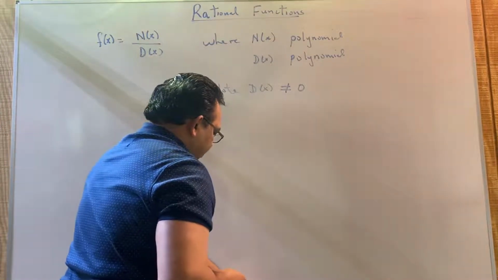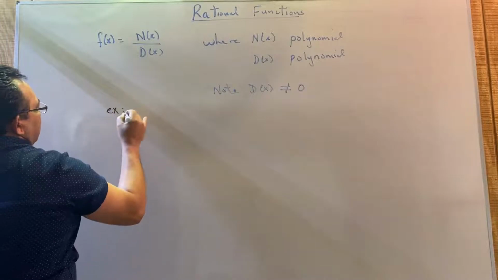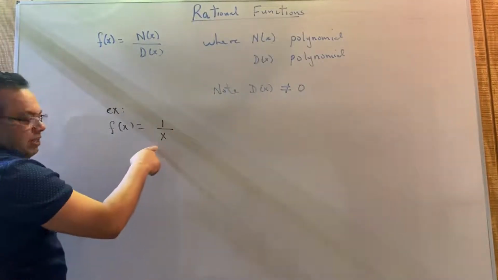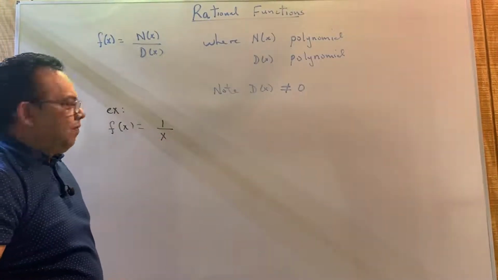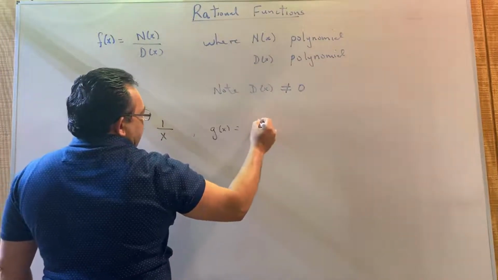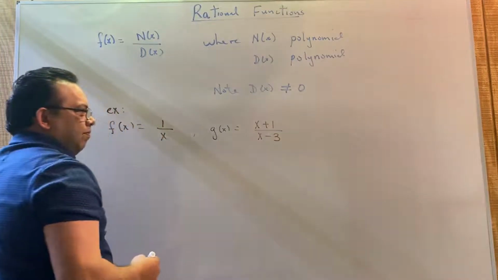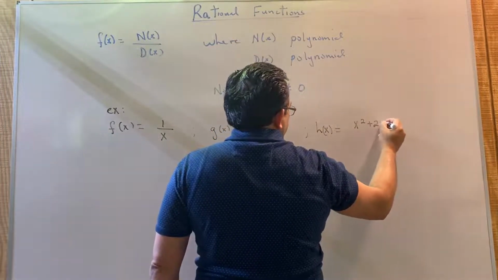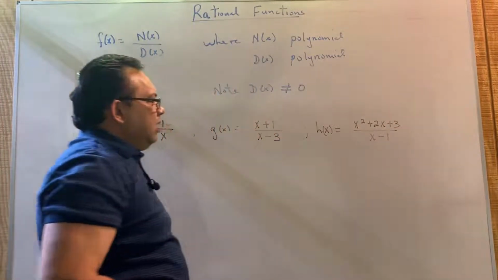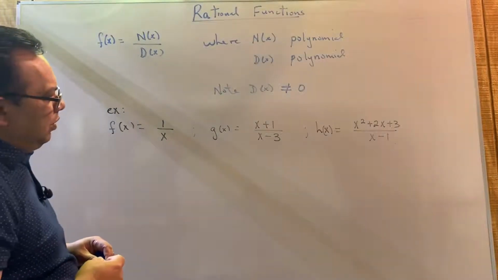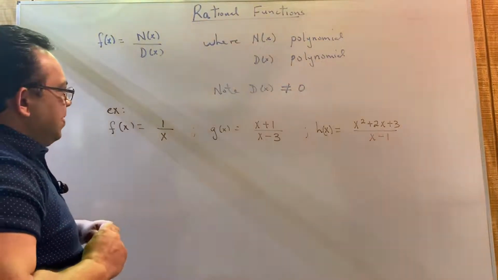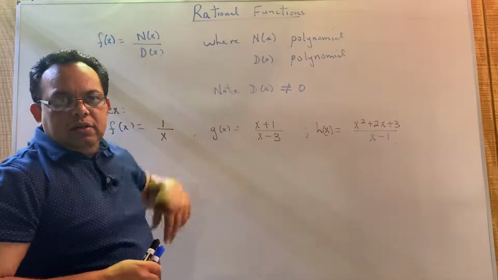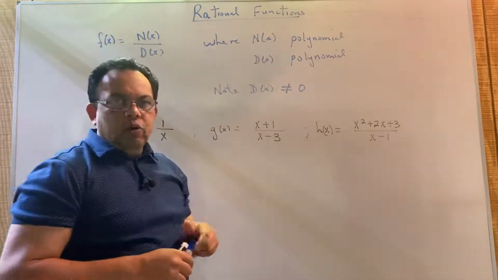Some examples of rational functions are f of x equals 1 over x, where x cannot obviously be equal to 0 because the denominator of any function cannot be 0. Or we can have g of x is x plus 1 over x minus 3. Or we can have h of x equal to x squared plus 2x plus 3 over x minus 1. These are all examples of rational functions. Okay? So a rational function has a numerator and a denominator, hence the word rational, some sort of a ratio. And it's a ratio between two polynomials.